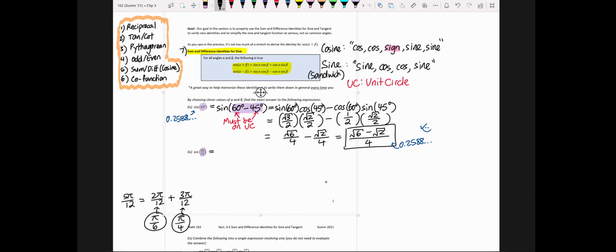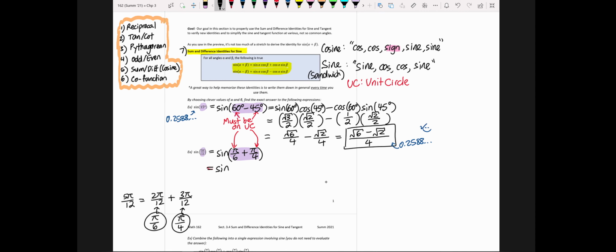Okay. So sine of 5 pi over 12 can be rewritten as sine of pi over 6 plus pi over 4. Step 1 is to rewrite your given degree or radian measure as a sum or difference of angles that are on the unit circle. Must be on the unit circle. Okay. Step 2, we're going to expand. Go down here.